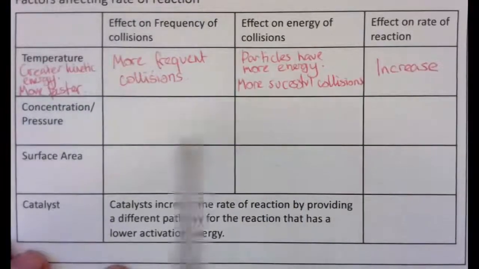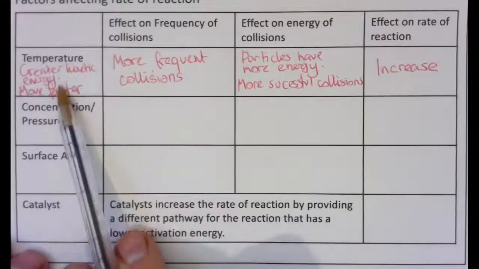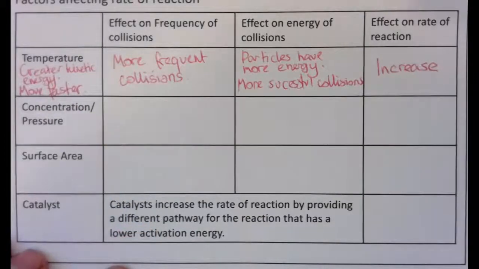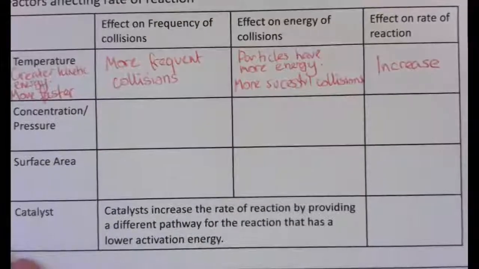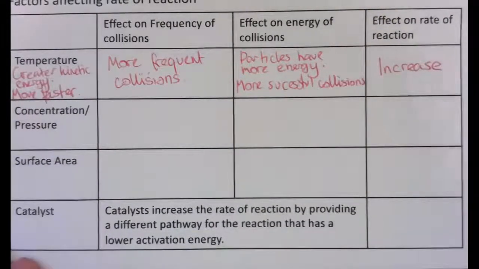Now the converse is also going to be true for all of these. So if we were to decrease the temperature, the particles would have less kinetic energy, they would move more slowly, we'd have less frequent collisions, the particles will have less energy, so there will be fewer successful collisions, and hence the rate of reaction will decrease.